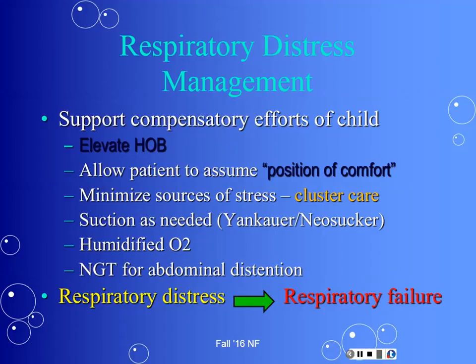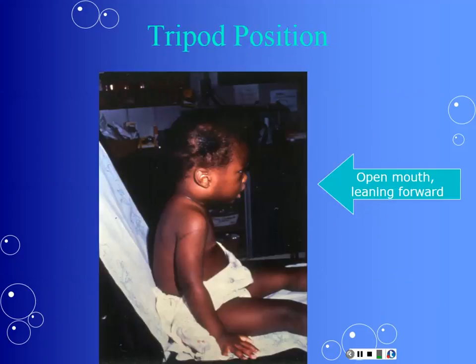Okay. Just remember with kids, like we talked about, respiratory distress can quickly progress to respiratory failure. So just to kind of review, here's a kid in a tripod position. They're propping themselves up. They're keeping themselves leaning forward. They've got that open mouth.